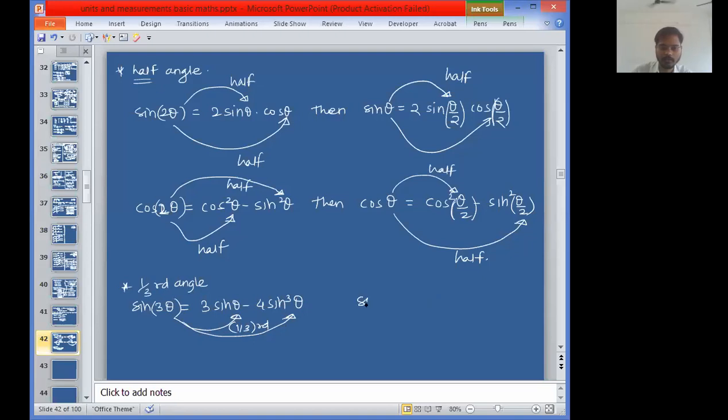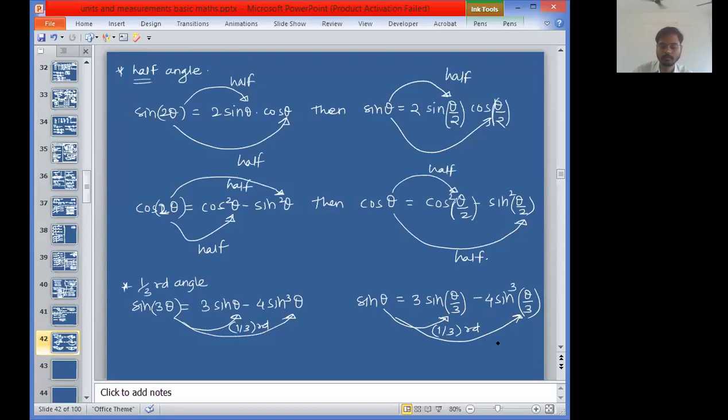Similarly, if you have sin theta, what you can write? Instead of sin of 3 theta, now you have theta. So the formula will be 3 sin theta by 3 minus 4 sin cube theta by 3. Put a bracket. We are making the angle 1/3 here.